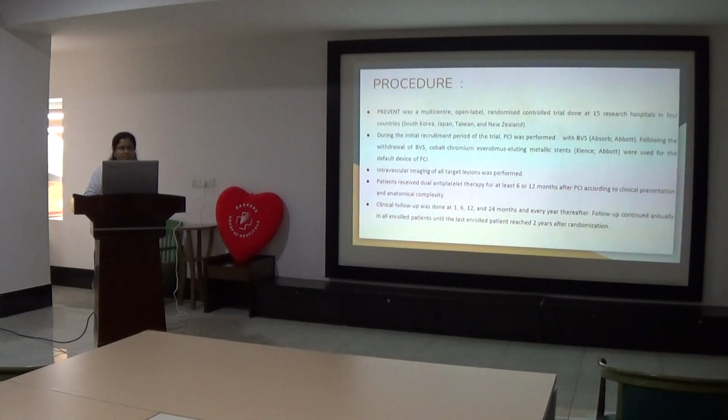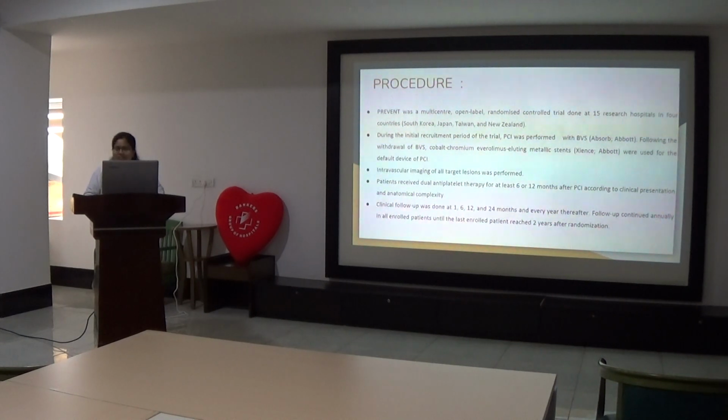The procedure was done in 15 research hospitals in only these 4 countries. During the initial recruitment period of the trial, PCI was performed with BVS, which was from Abbott, and following the withdrawal of BVS, cobalt chromium everolimus eluting metallic stents were used.